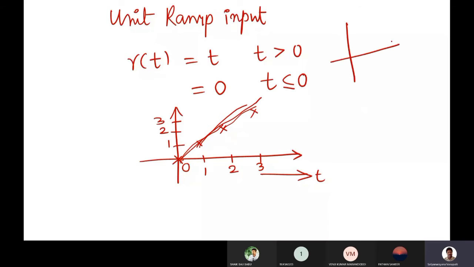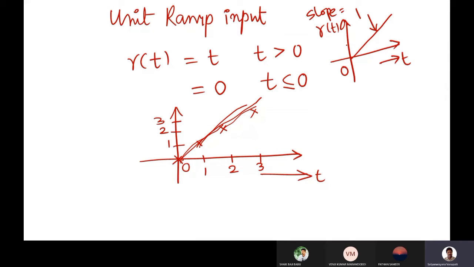It is represented like this: t on the x-axis, R of t on the y-axis, passes through origin and we have a slope equal to 1. The slope of the line is equal to 1. So unit ramp input is a straight line that passes through origin having a slope of unity. The Laplace transform of unit ramp input, L of R of t, is equal to 1 by s square.